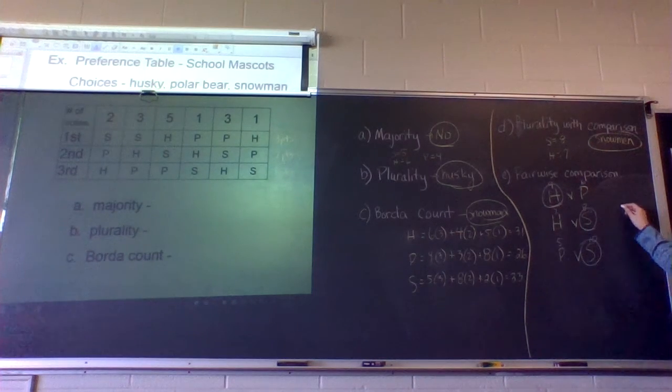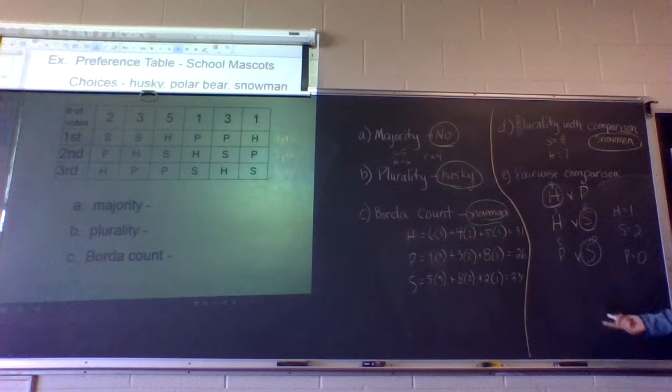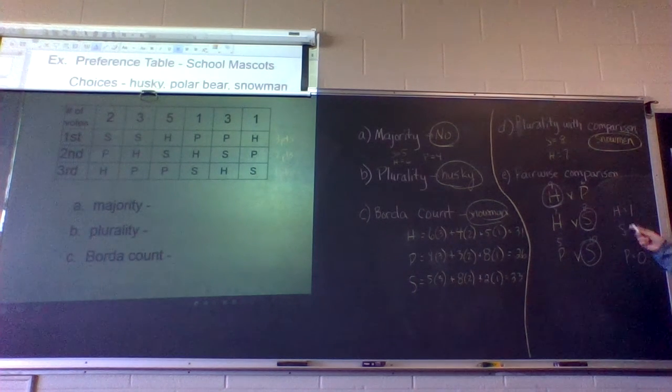Okay, so when you look at this, H got 1 point, S got 2 points, polar bears got 0 points. It didn't win any of the head-to-head situations. All right, so that means that in this case, snowman is the winner.